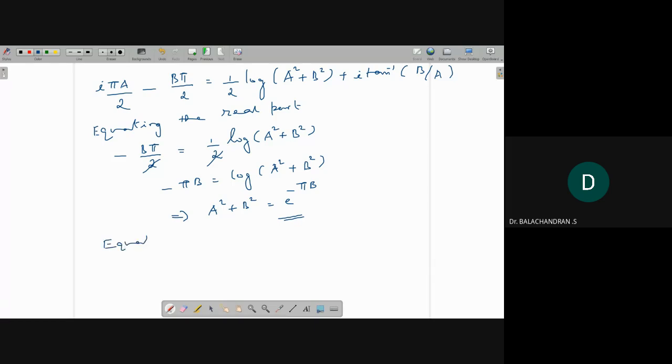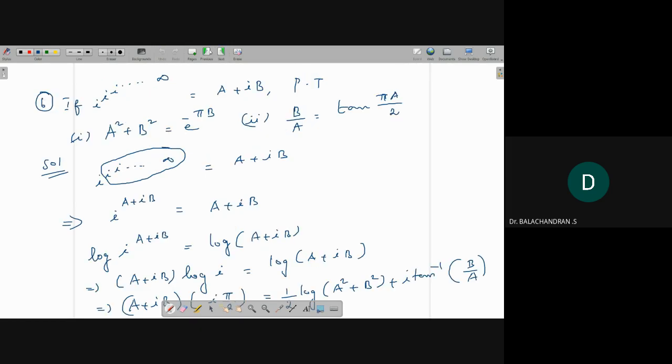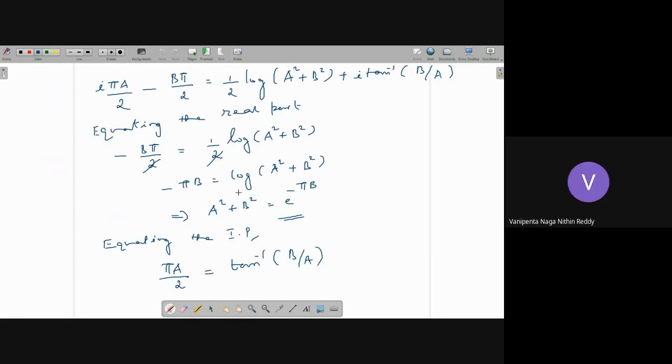Equating the imaginary part. Please tell, the left hand side you have what? pi a by 2. Okay, equals tan inverse b by a. But we need b by a. Is it correct? Yes, sir. So this b by a equals what? Tan of pi a by 2. Thank you, Nitin. So I think we got the answer.